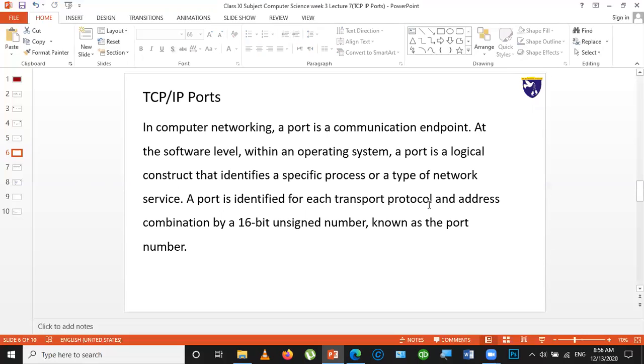TCP/IP ports in computer networks. A port is a communication endpoint. At the software level, within an operating system, a port is a logical construct that identifies a specific process or a type of network service. A port is identified for each transport protocol and address combination by a 16-bit assigned number known as the port number.